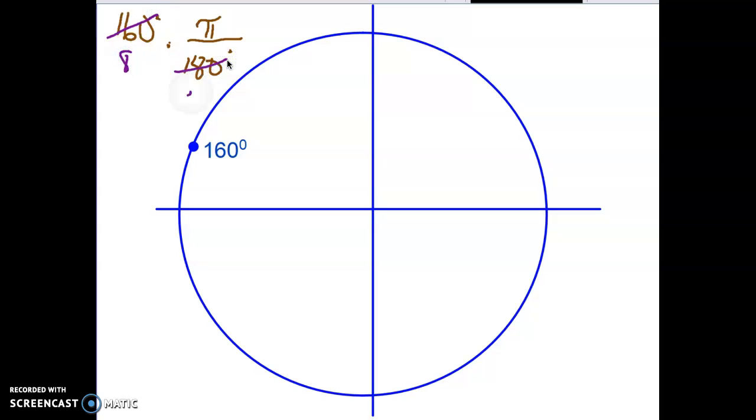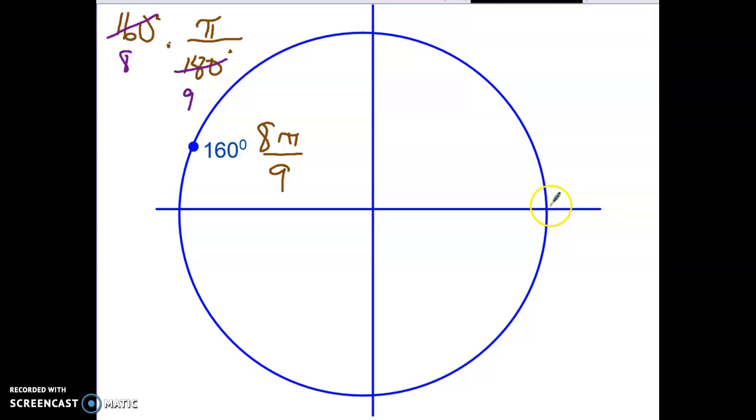20 will go into 189 times. 8 and 9 are not going to simplify any further. So my radians that corresponds to this same angle, 8 pi over 9. Now, if I want to find a measure in radians that is coterminal to this one, okay, I'm right here.